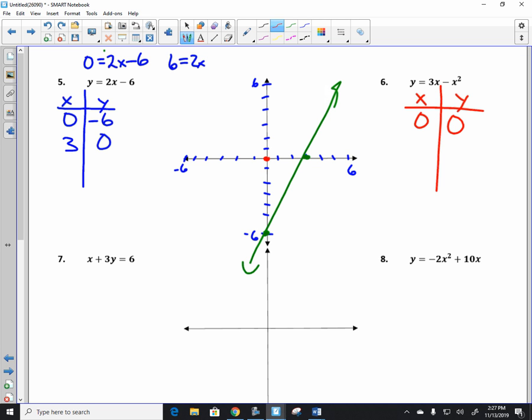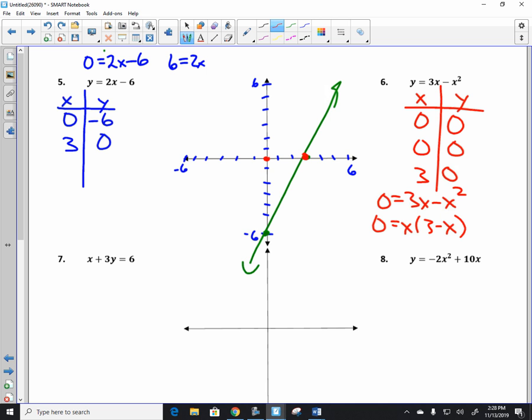But watch what happens when I plug in 0 for Y. I get 0 equals 3x minus x squared. Factor out the x, so you get x times 3 minus x. 0 and 3. Nope. 3 is what you plug in to get 0. 3 minus 3 is 0. 3 minus negative 3 is 6. And the x we took out of it is 0.